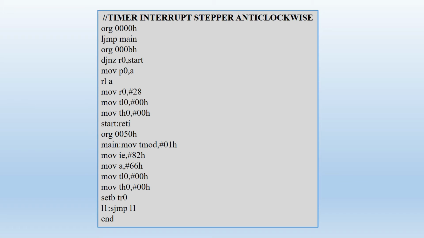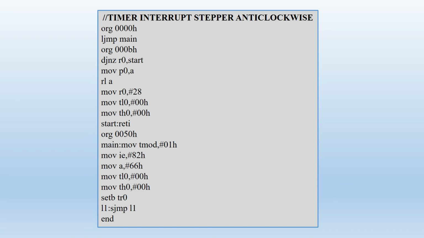We have used TMOD for timer 0, mode 1. That's why TMOD is 01H. Then MOV IE, #82H. We are using the IE register, where we have used the timer 0 interrupt. That's why we make it 82H.